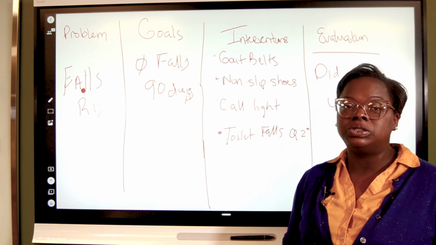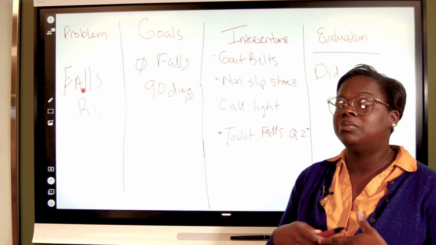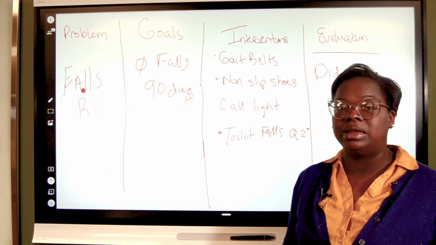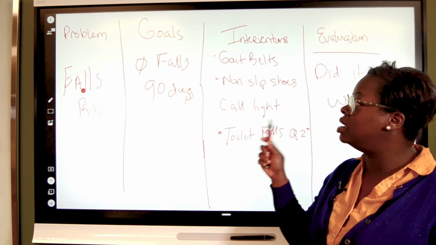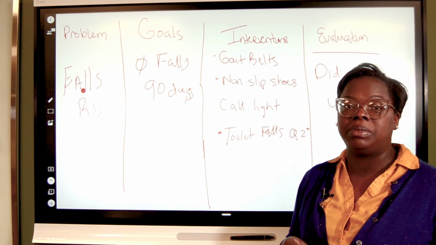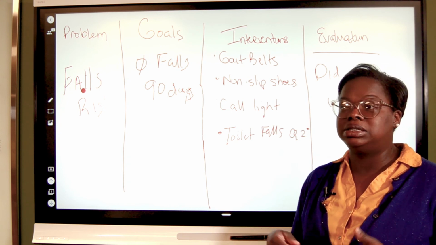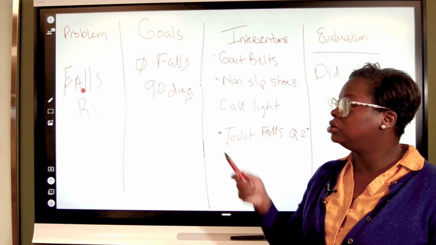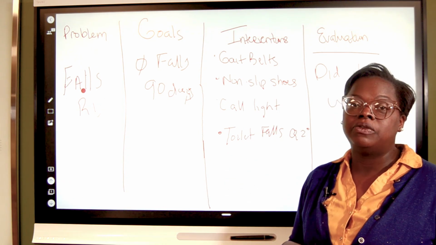I would say most residents are going to have multiple problems that have been identified. And so this is just one example of what the care plan meeting is about and how the interdisciplinary team works together to resolve possible problems for the patient.